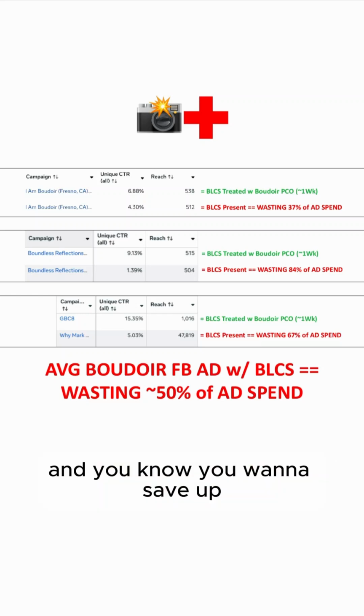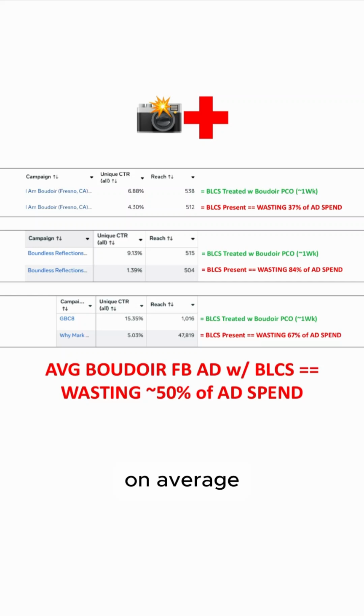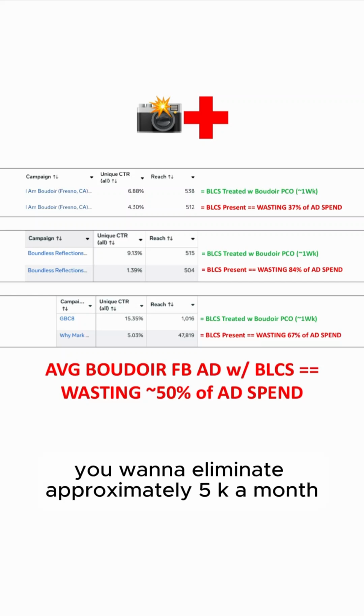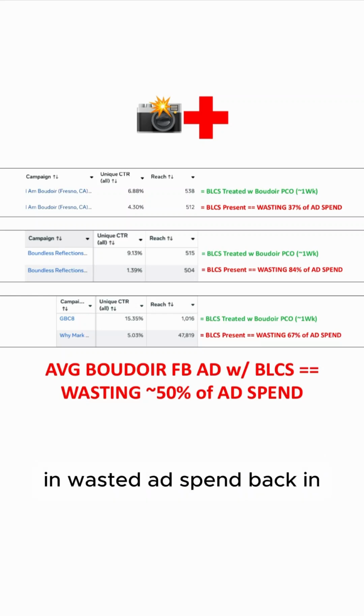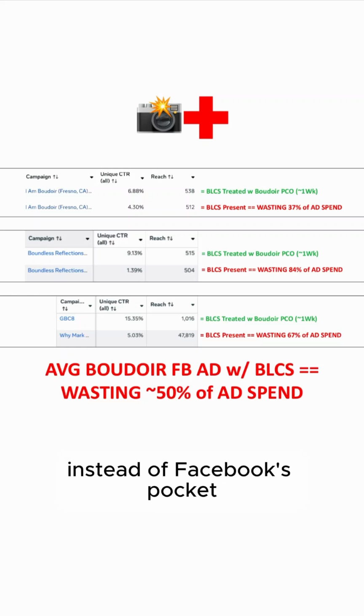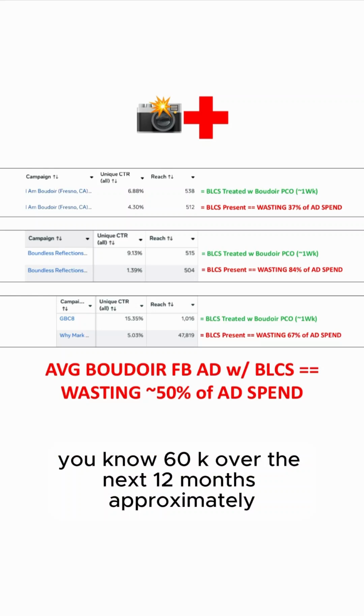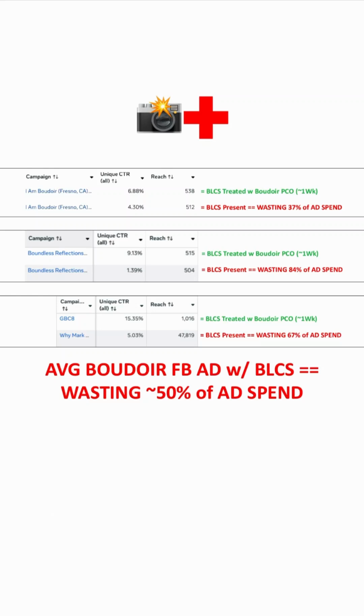And you want to eliminate approximately 5K a month in wasted ad spend, on average. Put that back in your pocket instead of Facebook's pocket, where it's being wasted. 60K over the next 12 months approximately.